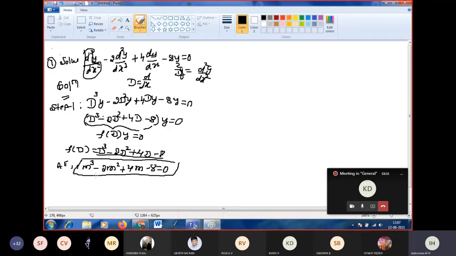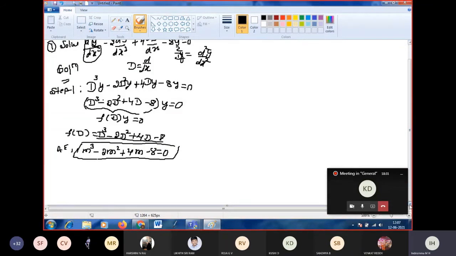After this, we have to find the roots of the cubic equation. How many roots will you get? 3 roots. Since it is a cubic equation, you will have 3 roots. We have to find 3 roots. So how to find them? Usually, the first root is found by the trial and error method. Trial and error method means first you go on substituting values for m as 1, minus 1, like that.